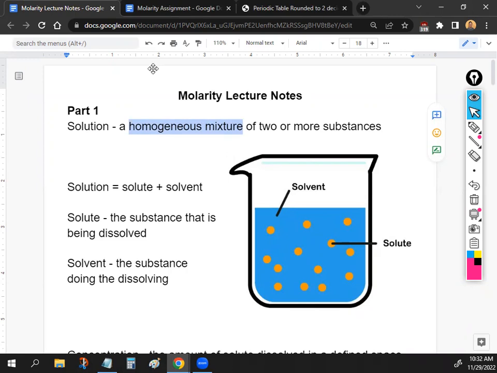So a good example would be salt water, right? You dissolve salt in water, but it just looks like one solution, one thing. And so that would be what a solution is, okay?